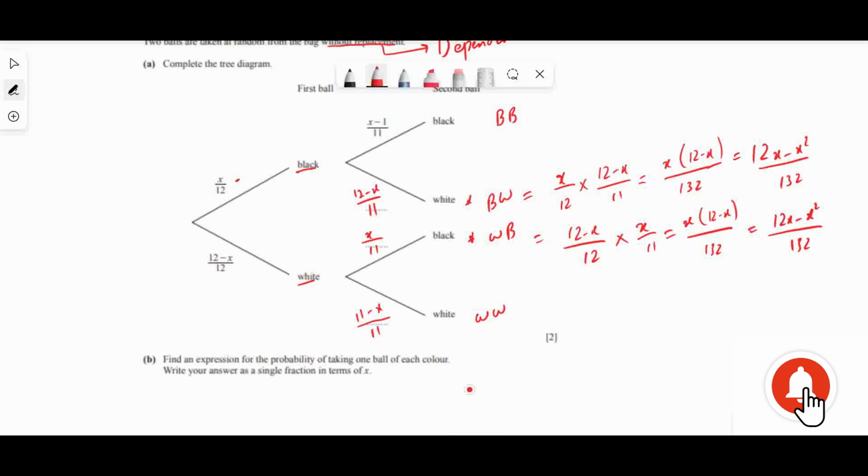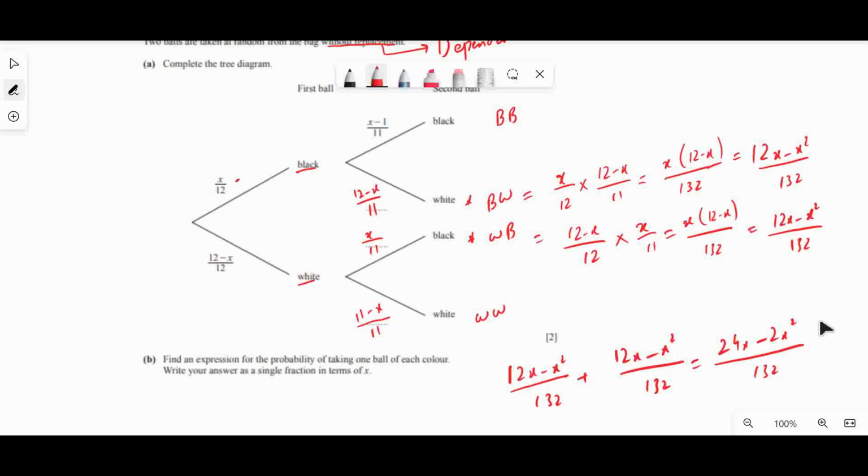So it means that this will be equal to, as we can see that the LCM will be same, so we can write it like (12x minus x square) divided by 132 plus (12x minus x square) divided by 132. So if we simplify it, this will be 132, and here this will be 24x minus 2x square. We have to write it in a single fraction, so we can simplify it further.